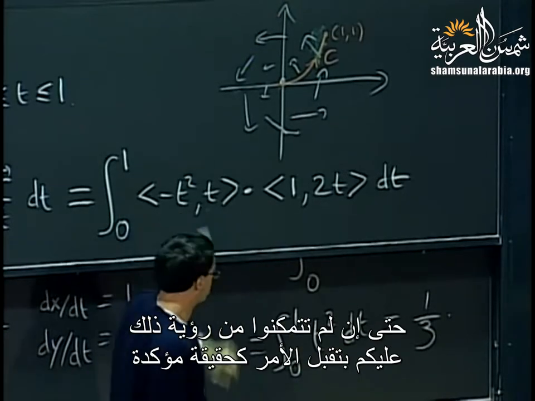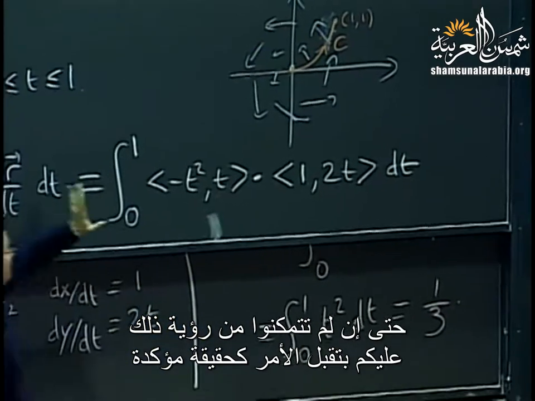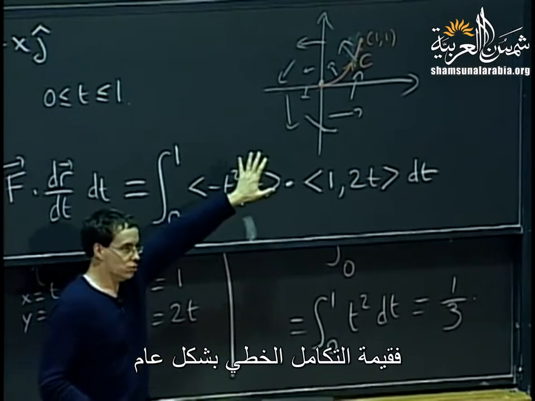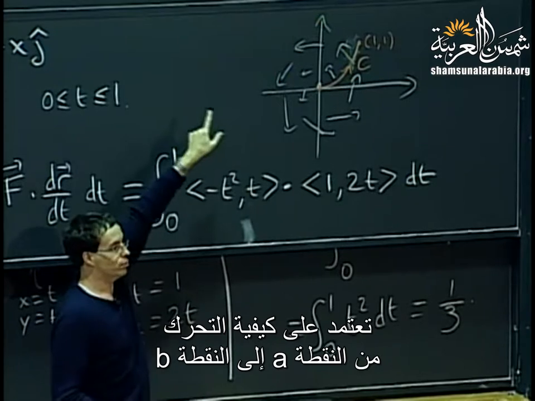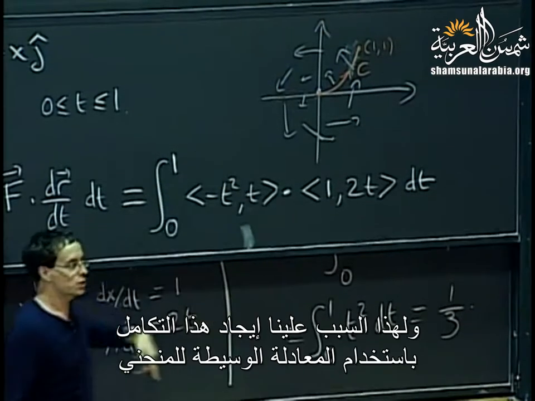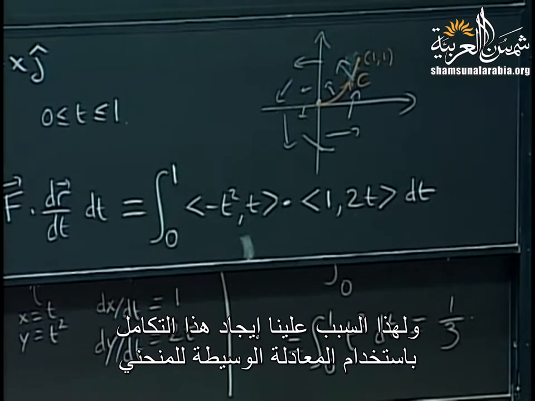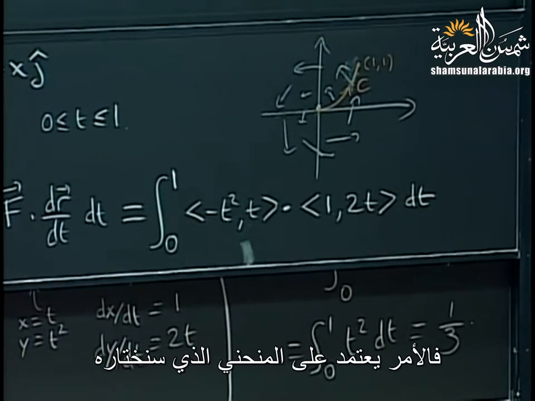Even if you don't see that, just accept at face value what I'm going to say now. The value of a line integral in general depends on how we got from point A to point B. And that's why we have to compute it by using the parametric equation for the curve. It really depends on what curve you choose.